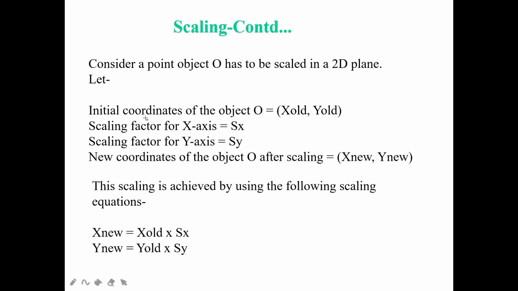Now if I consider the initial coordinate values of your object as x old comma y old, and the scaling factor in the x axis, you represent as sx. If you want a scaling factor in the y axis, you give the name sy. So the new coordinate values of your object after scaling will be x new and y new, but you are going to represent it in this way.